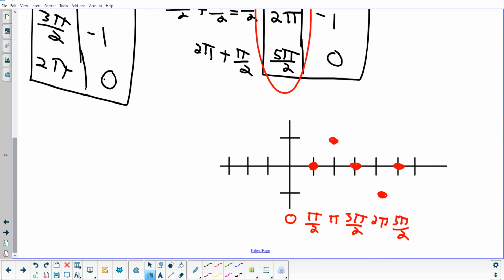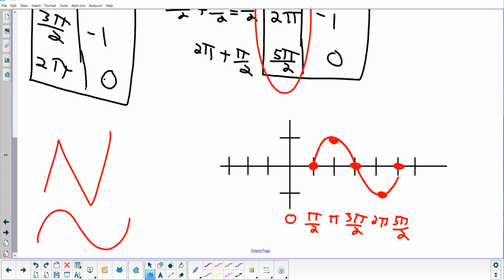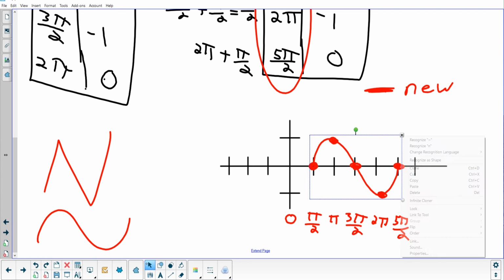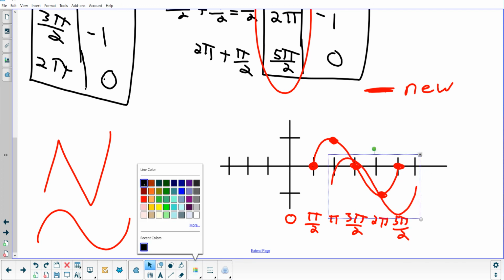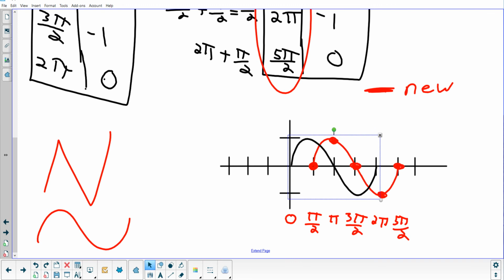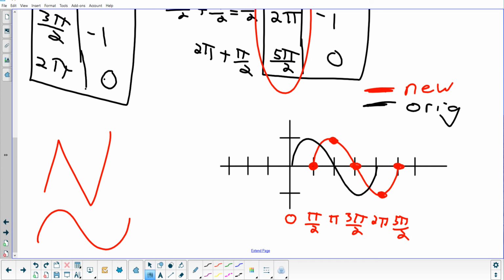Remember, when you sketch it, it should be a curve. Your graph should never do something like that. It should always be a nice curve. So you go like this, and there's your sketch. See if I can draw that a little better. That's good. So that's your new one. And the original one would have looked like this. You don't have to do the original, I'm just showing it to you. So the new one has been shifted to the right of the original.